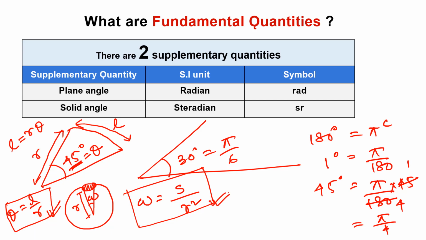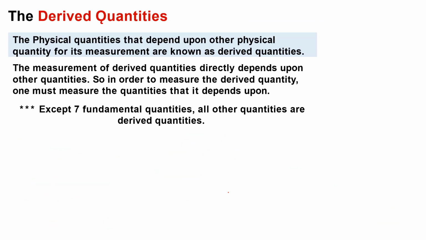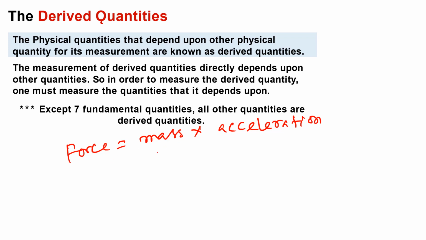So we are moving to the next slide. Now, derived physical quantities are those physical quantities which are fully dependent on the fundamental physical quantities or on some other derived quantity, right? For example, if I find the expression for force, force is equal to mass multiplied by acceleration, right? So the force depends on the value of mass as well as on the value of acceleration. We know that mass is a fundamental physical quantity, but acceleration is a derived physical quantity.